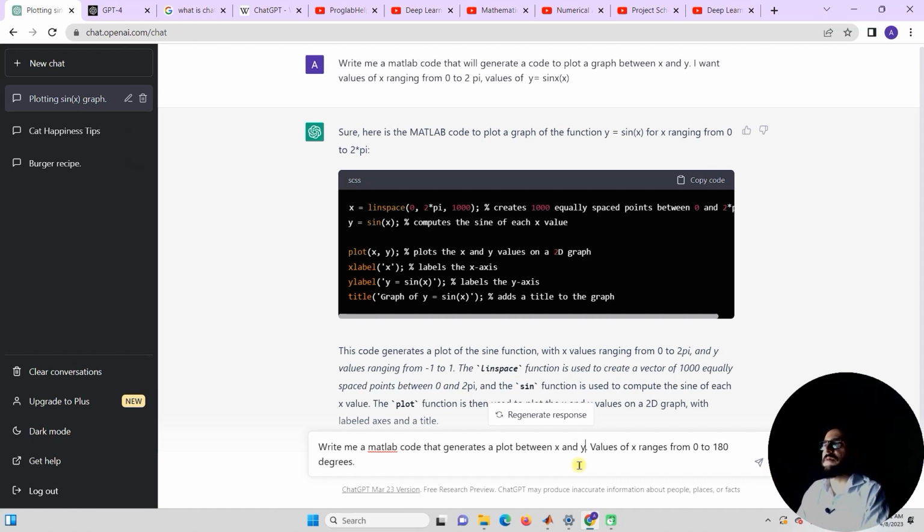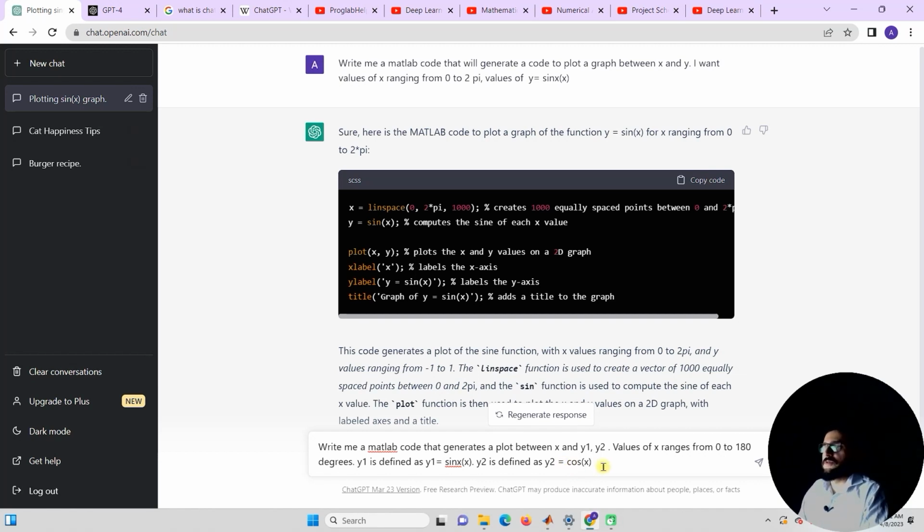So we will say, between x and y1, y2. Write me a MATLAB code that generates a plot between x and y1 and y2. The values of x ranges from 0 to 180 degrees, and y1 is equal to sine x. y2 is defined as y2 is equal to cos x.